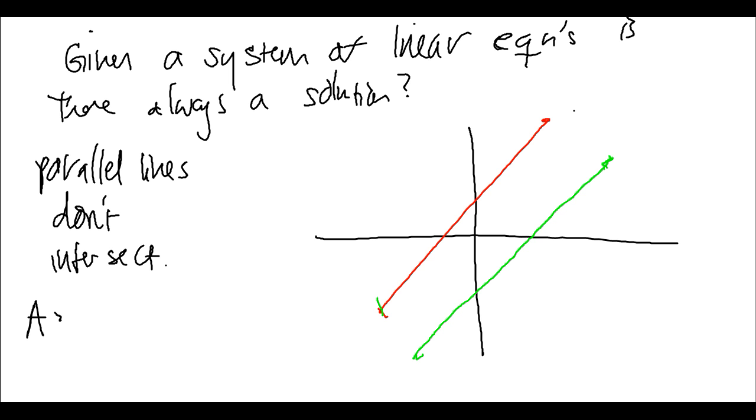So the answer to our question is no. Solutions to a system of linear equations don't always exist. Just because, hey, a solution to a system of linear equations, that's just a point of intersection. And you can see that with two lines, you're not always going to have a point of intersection.